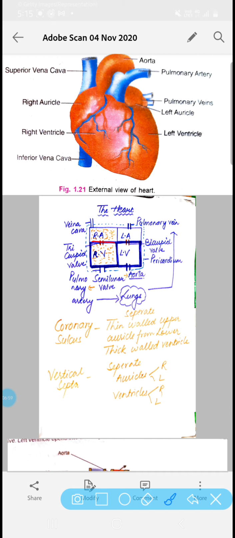So here we will describe the structure: auricles are smaller as compared to ventricles, and ventricles have thick walls as compared to the auricles. So why do ventricles have thick walls as compared to auricles? This is because the pressure exerted on the ventricle is high as compared to the auricle. Okay, so that is why ventricles have thick walls. Clear? Now this is the structure of the heart.